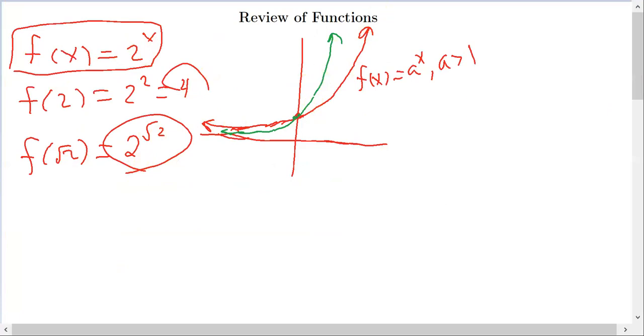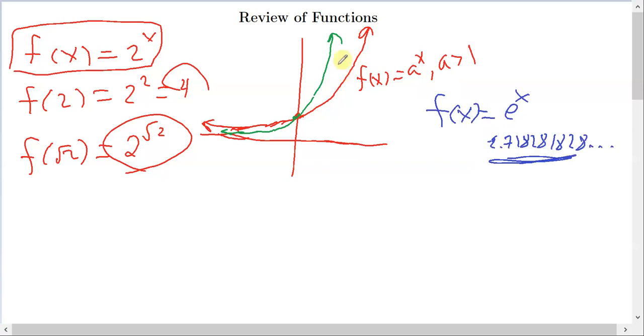Well, there is a special one that we use a lot in calculus, and that's e to the x. And e is the number that's about 2.71828, and it keeps going, 1828, 1828. So e is an irrational number, and it lands between 2 and 3, closer to 3. So e kind of comes in here like this, something like that, and then it's between them on this side as well. But it's still an exponential growth function.